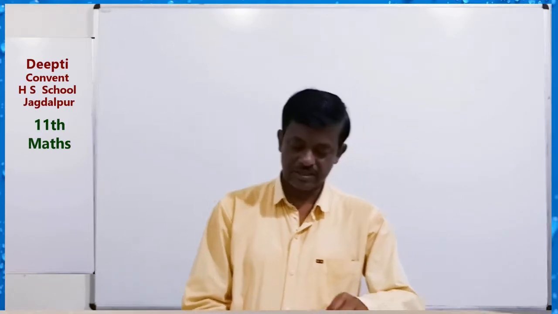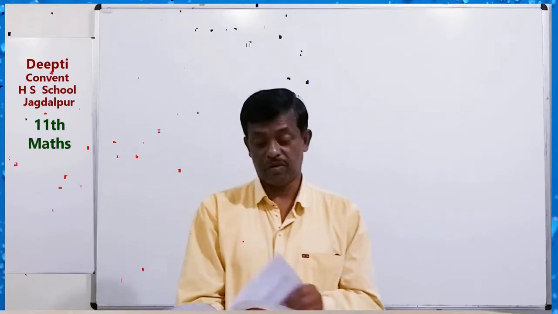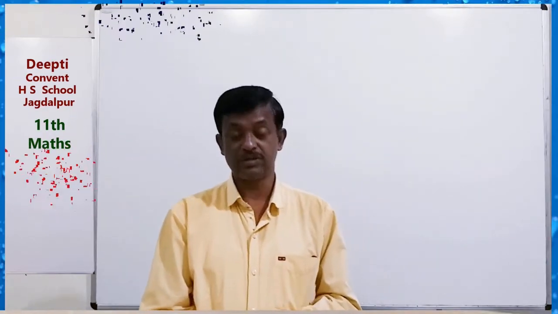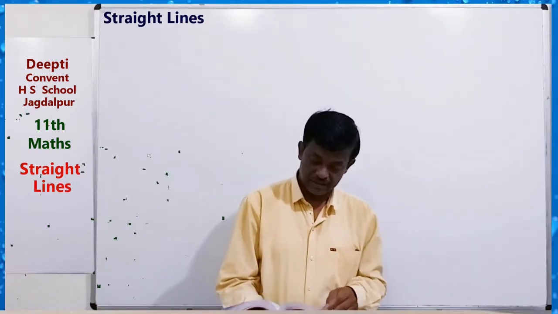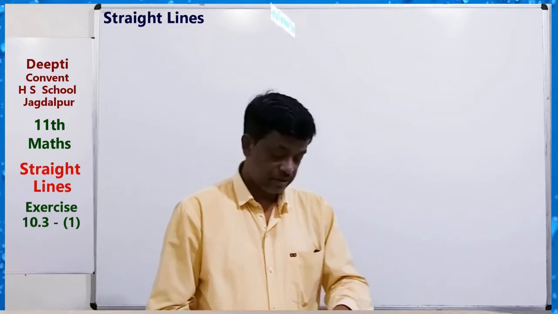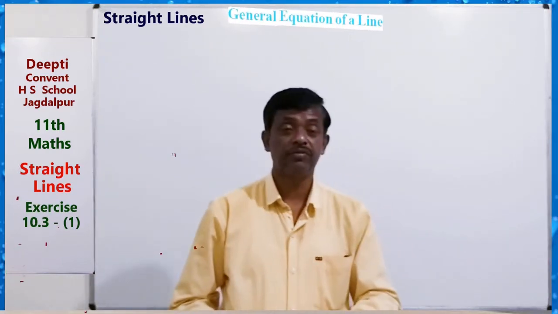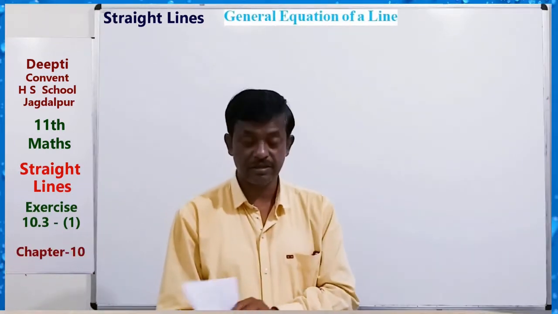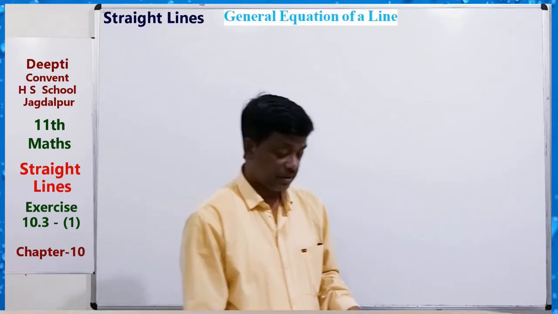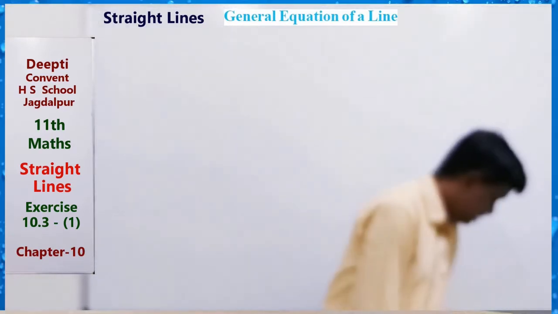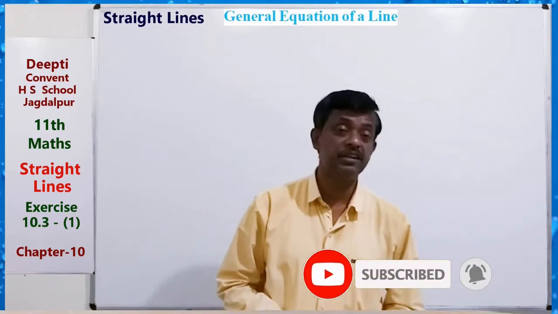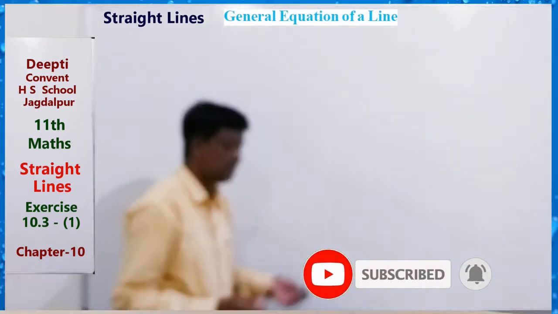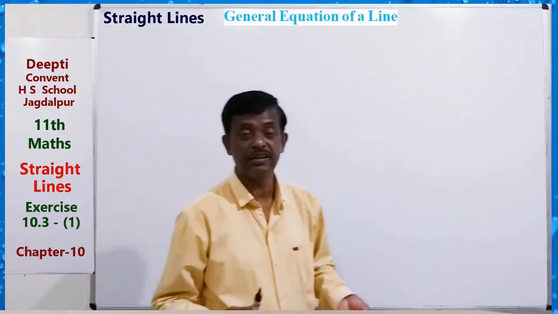Today I will discuss the general form of a straight line, the general equation of a straight line in a two-dimensional plane. The different forms of a straight line we have already discussed in the previous class. What is the general equation of a straight line in a two-dimensional plane? Two-dimensional plane means there is x and y, Cartesian coordinates.